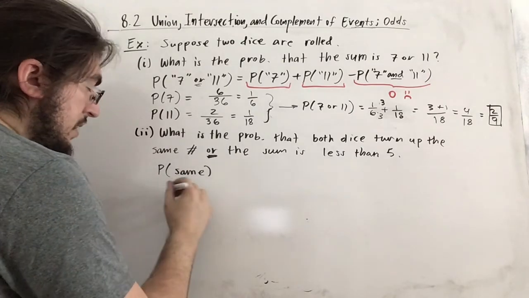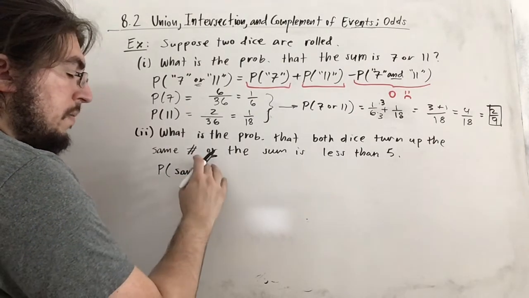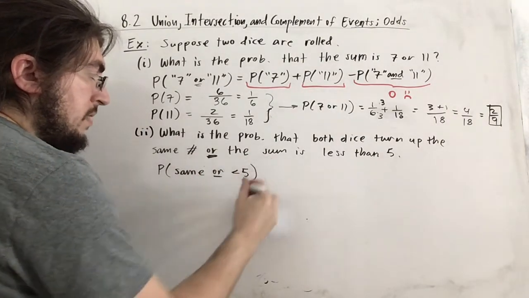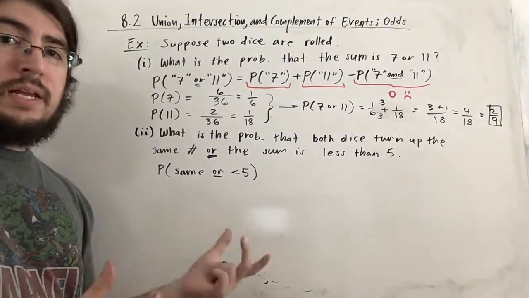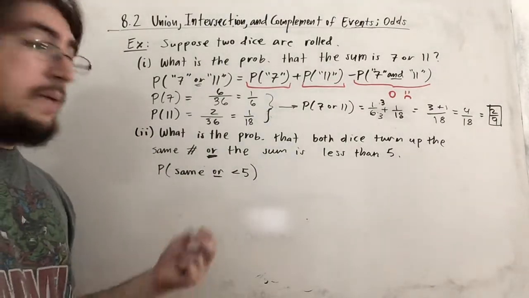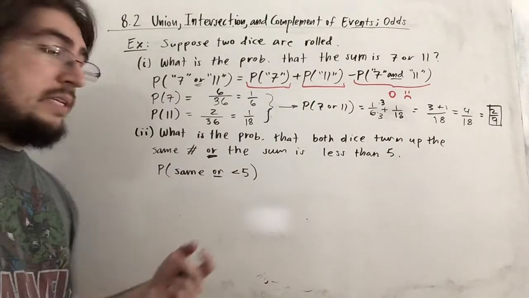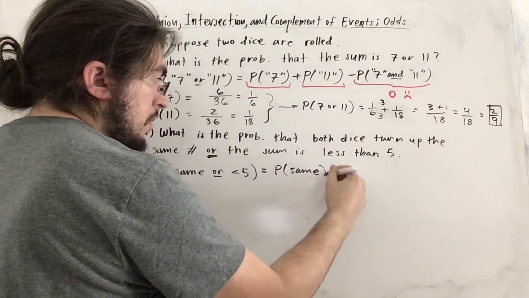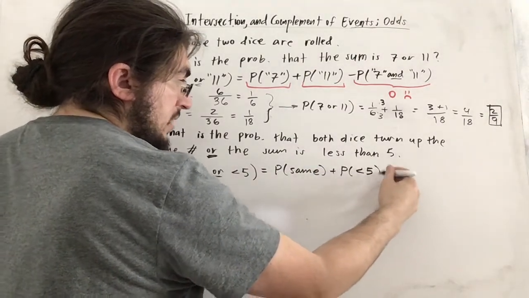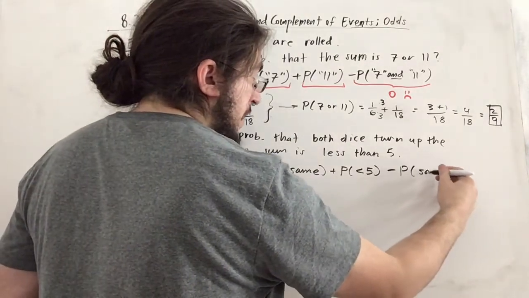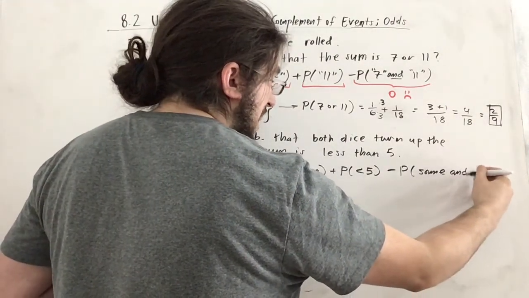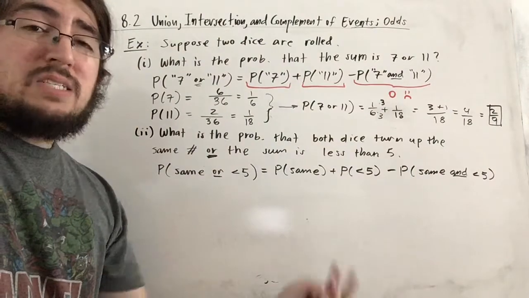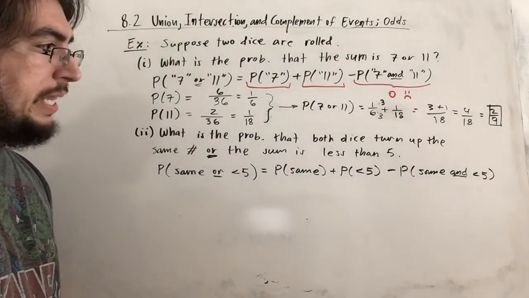And we want to find the probability that, so let me write it like this, same or less than 5. So these names, same or less than 5, mean those events. So that both dice turn up the same, or that both dice turn up a sum that's less than 5. So we know this is going to be the probability that they're both the same, plus the probability that the sum is less than 5, minus the probability that they're the same number and the sum is less than 5. So you can probably think about some scenarios for this last one. This one actually isn't empty as it turns out.